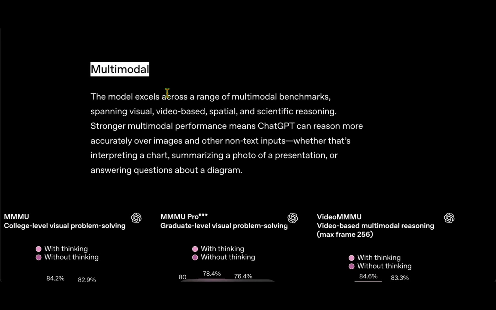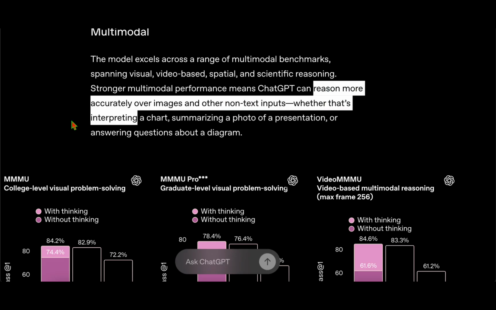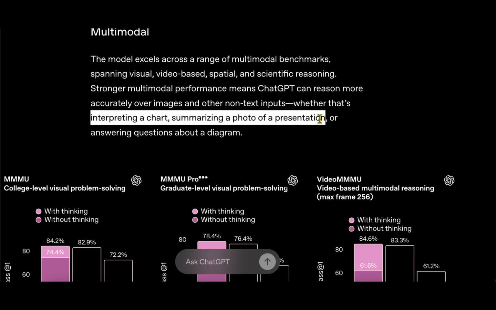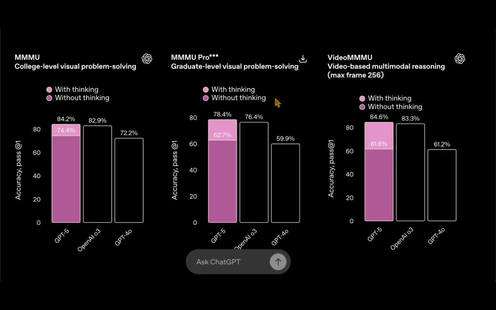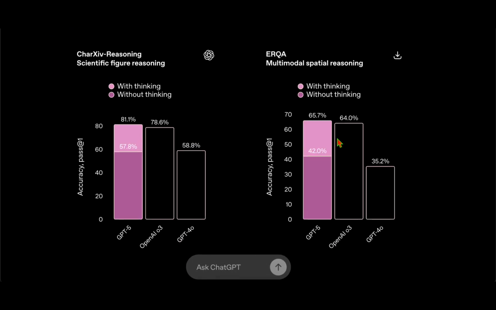And then comes multimodal, which is one of the specialties of this model. The model excels across a range of multimodal benchmarks spanning visual, video-based, spatial, and scientific reasoning. It can reason more accurately over images and other non-text inputs, whether that's interpreting a chart, summarizing a photo for a presentation, or answering questions about a diagram. So let's look at the MMMU now. With thinking, we are slightly better than OpenAI O3 and GPT-4o, and that's the case across the board, whether it's MMMU or the MMMU Pro or Video MMMU. In all the cases, we can see that we have beat the previous models, specifically OpenAI O3 and GPT-4o. And again, here it's the same story. Multimodal spatial reasoning, GPT-5 is better than its predecessors.